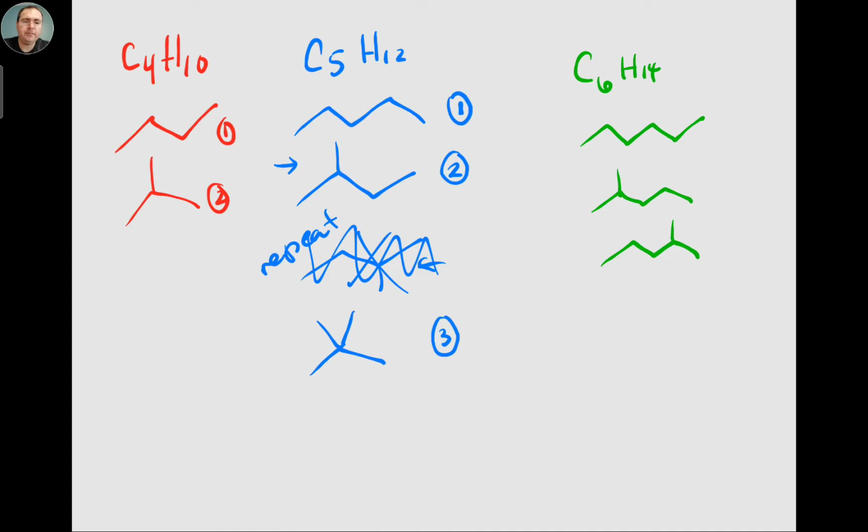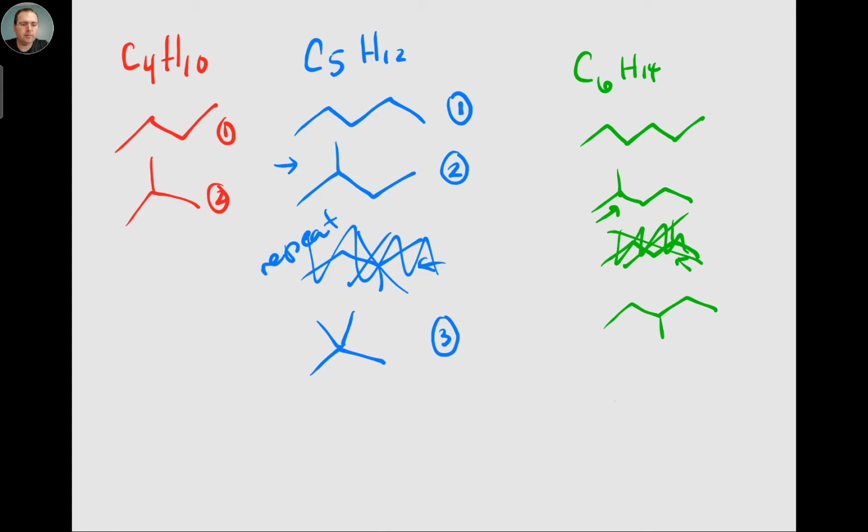5 in a row with a different branch. Careful with that one, right? Numbering from this side would be the same as numbering from that side, so this is 2, a repeat, so we don't want that one. But what is different is one in the middle. That's the difference between a 2-methyl and a 3-methyl pentane, just the location of the branch.